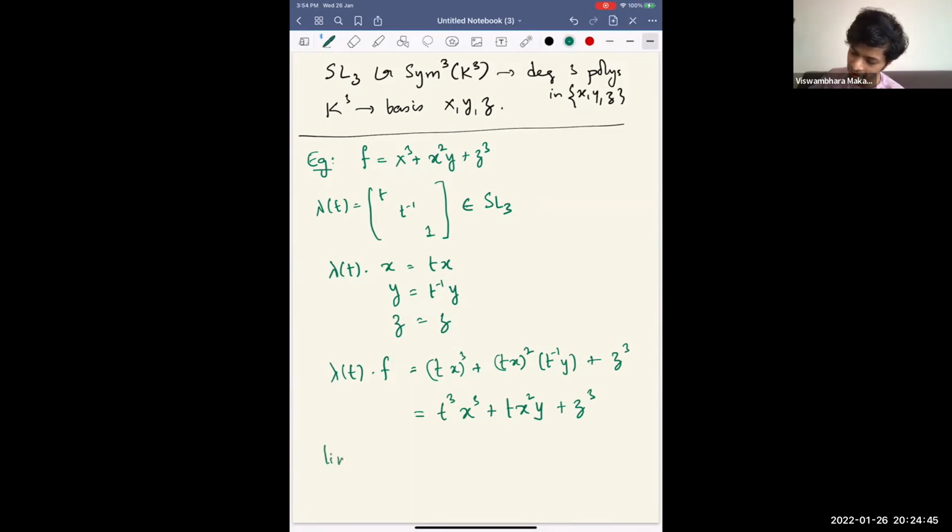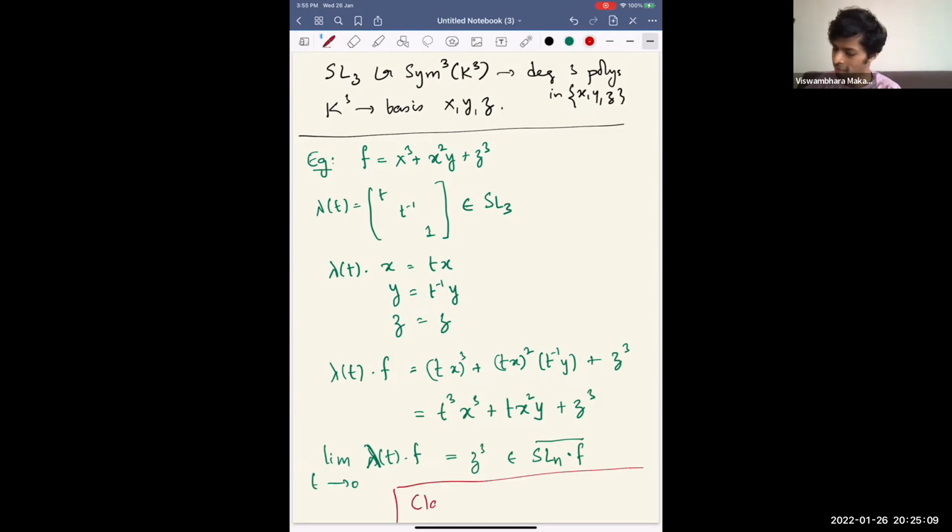But now if I take the limit as t goes to 0 of lambda t f, I'm going to get z cube. So I know z cube is not necessarily in the orbit, but I know it's in the orbit closure, because I took points in the orbit and I just took a limit. So it's in the orbit closure. But then I'll also claim that z cube is not in the orbit.